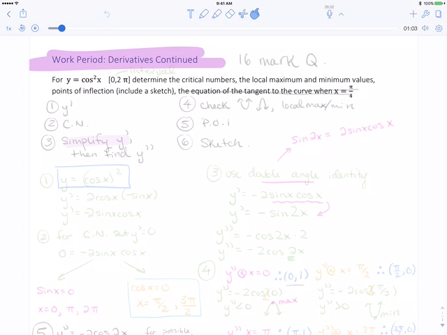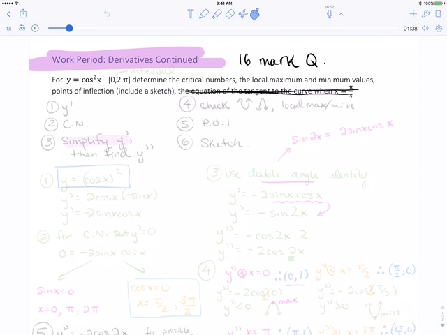So, we're going to do one full 16-mark question here. The most important thing for this question is that you take out this last part of the question. We're not going to do this part. In a test situation, you would see this as a separate question on its own. So it says, for the function y equals cos of x squared, so cos squared x, determine the critical numbers, local maximum minimums, and POIs. So this is that big 16-mark question.